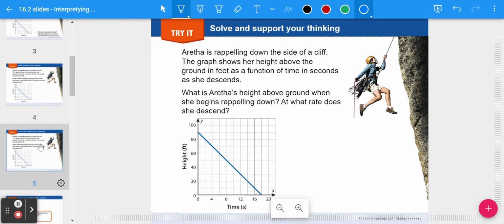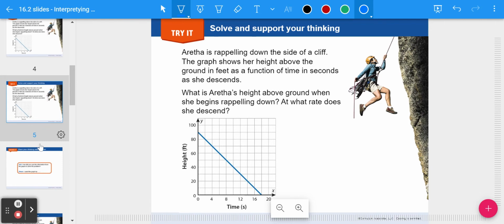So what I'd like you to do now is to answer that question. What is her height when she begins? That's the first question. And second question, at what rate does she descend? That's question 2. So why don't you pause, answer those 2 questions based on what we have in the graph, and be ready to explain what you did.